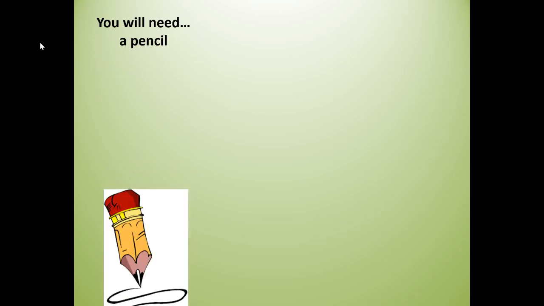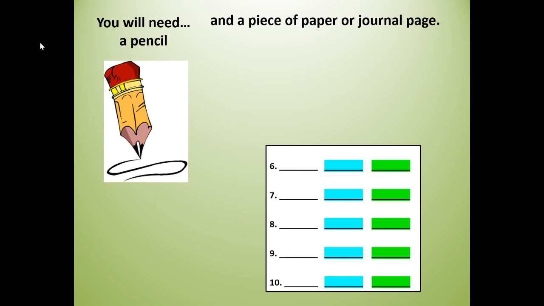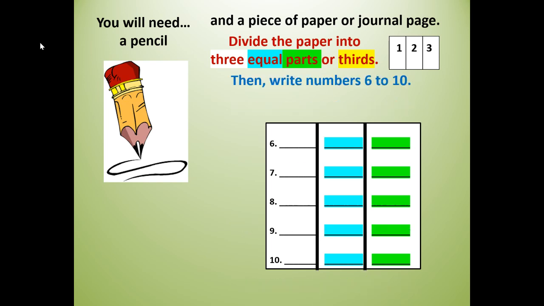For this lesson, you will need a pencil and a piece of paper or journal page. And you're going to divide the paper into 3 equal parts, or thirds, 1, 2, 3. You can do that by drawing 2 lines. And then you're going to write numbers 6 to 10. And for each number, you're going to write the vocabulary word or words.